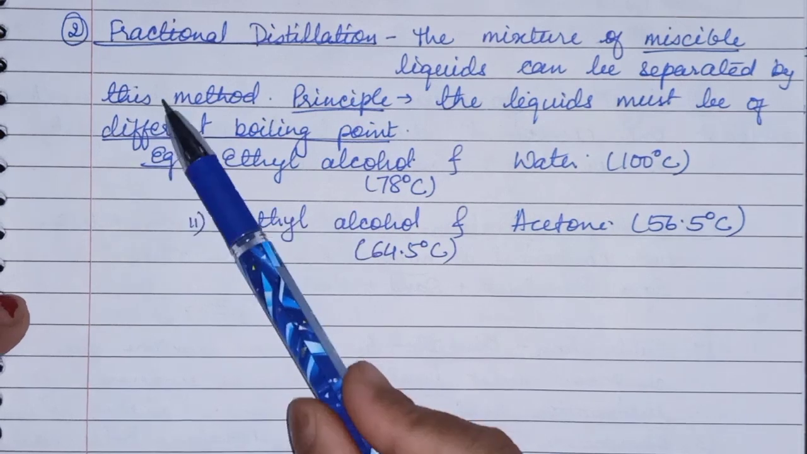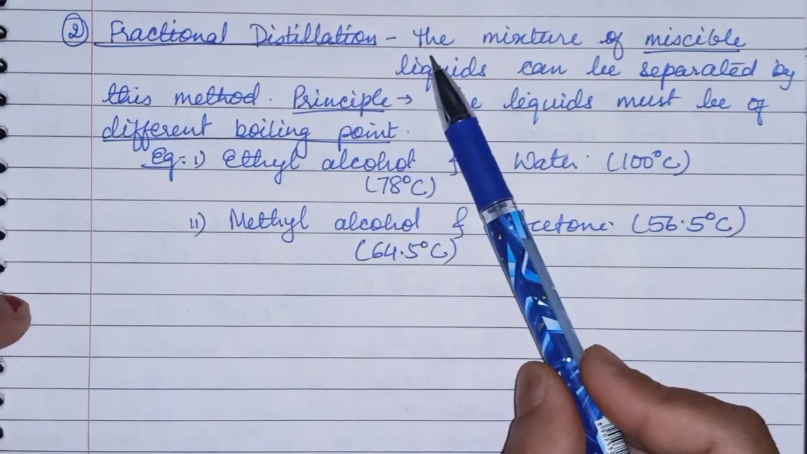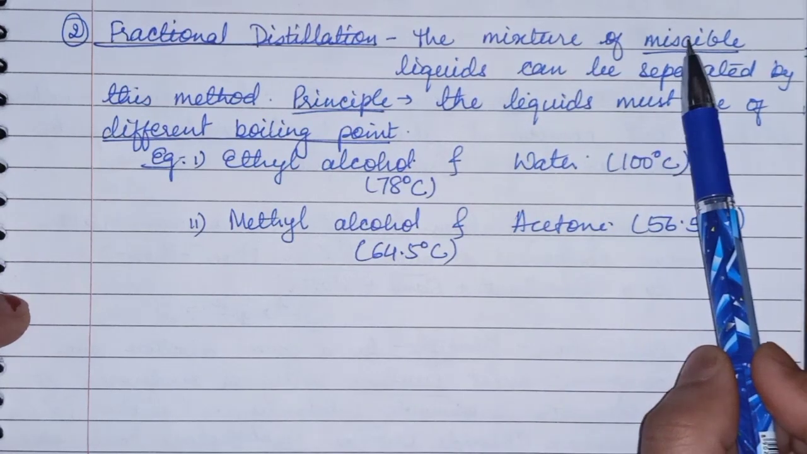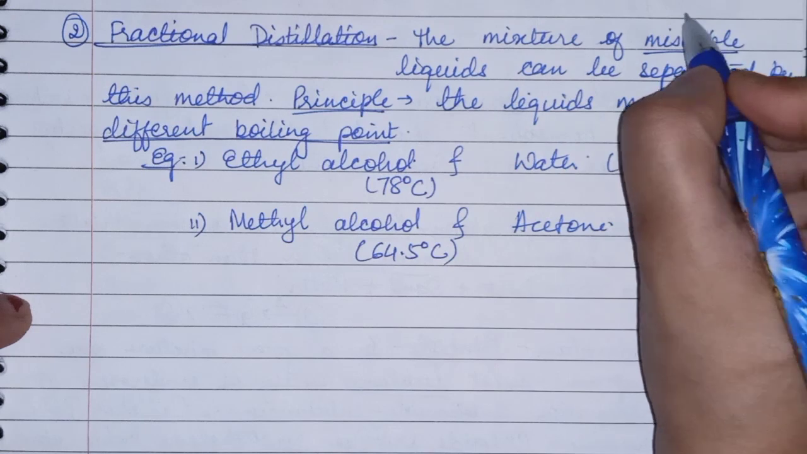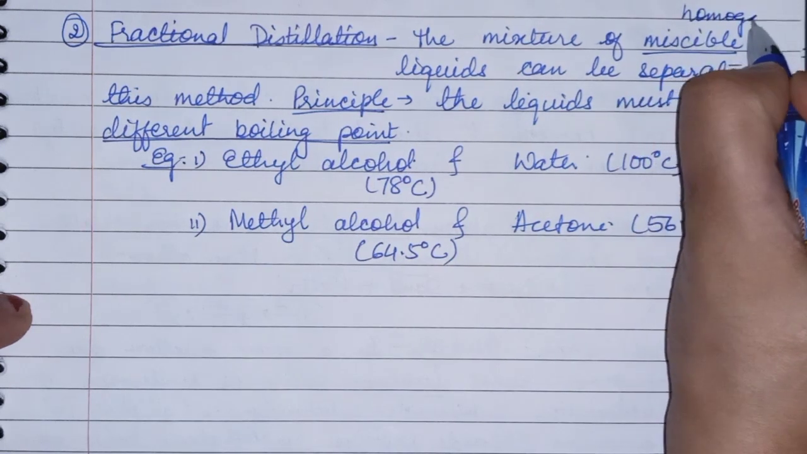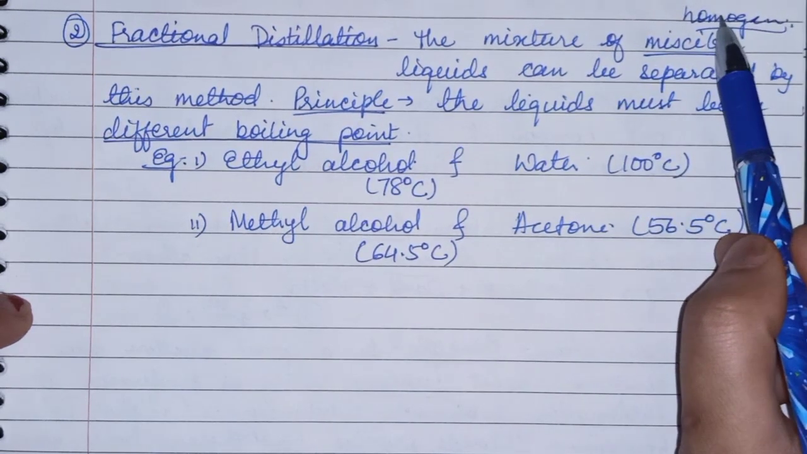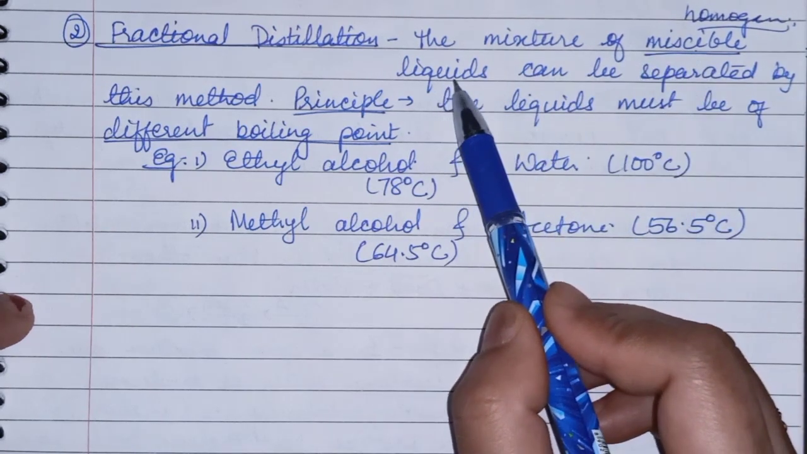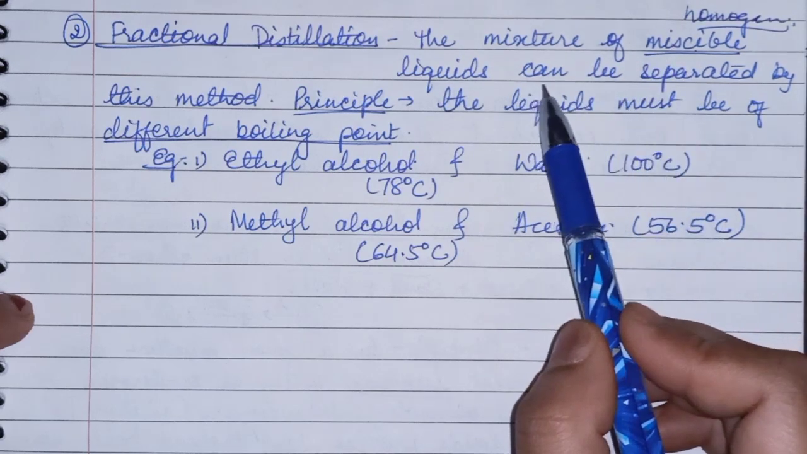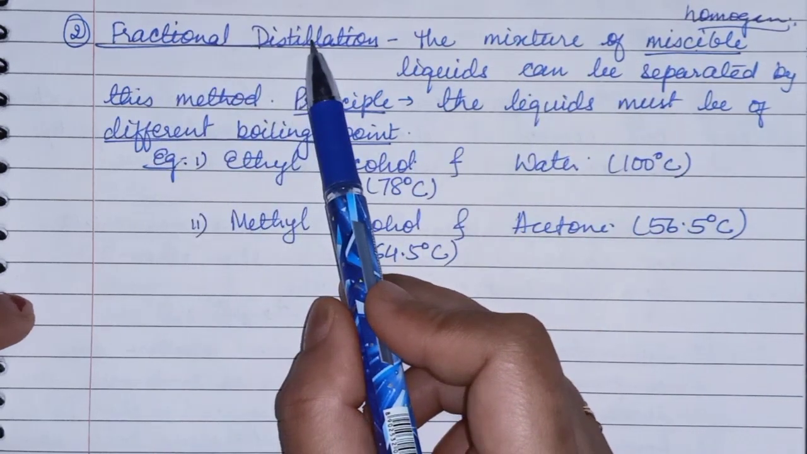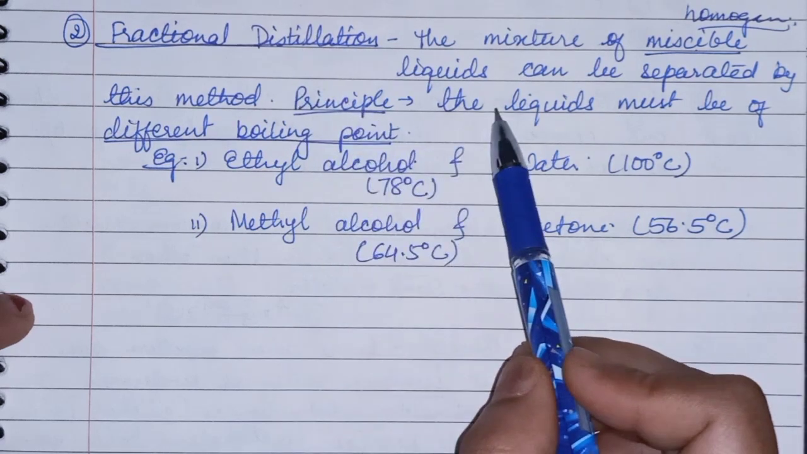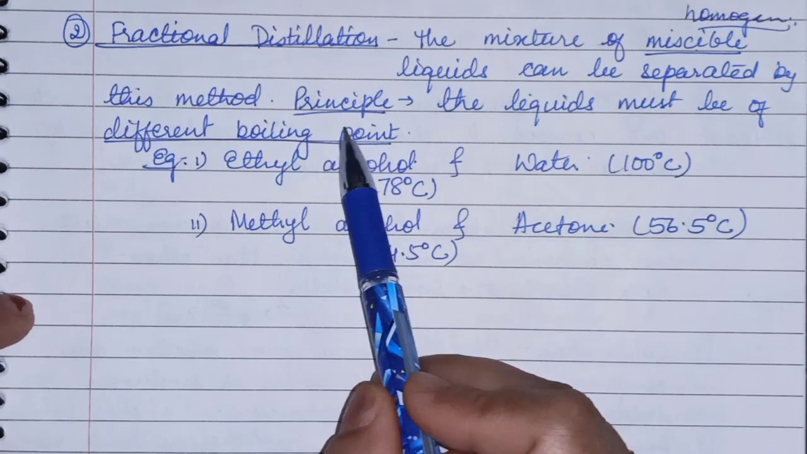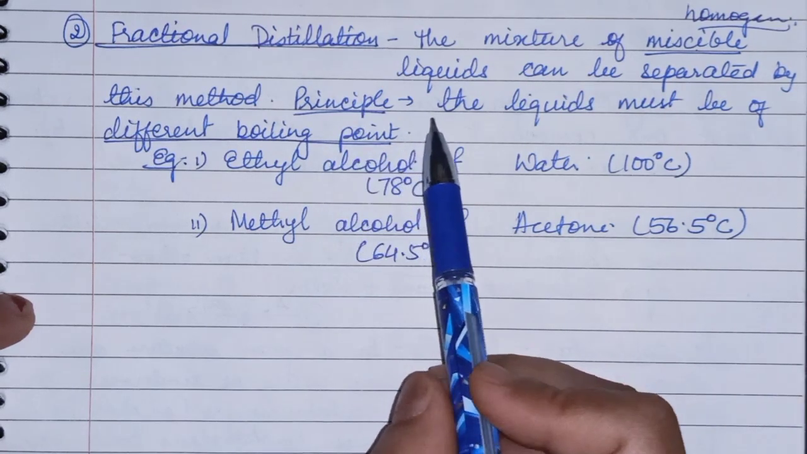Next method is fractional distillation. In this the mixture of miscible liquids is taken. Miscible means they will mix with each other and form a homogeneous mixture. Here it is a homogeneous mixture. For the separating funnel, that is a heterogeneous mixture. Liquid mixtures that are miscible can be separated by fractional distillation. The principle for this method is that the liquids must have different boiling points. So the boiling points of the liquids present in the mixture must be different.